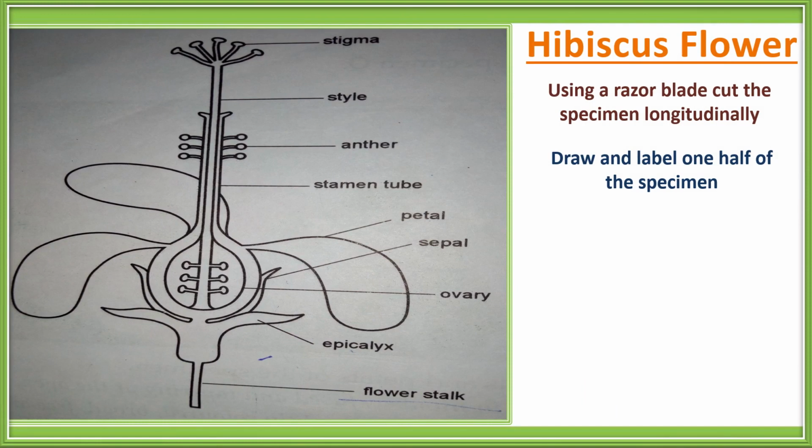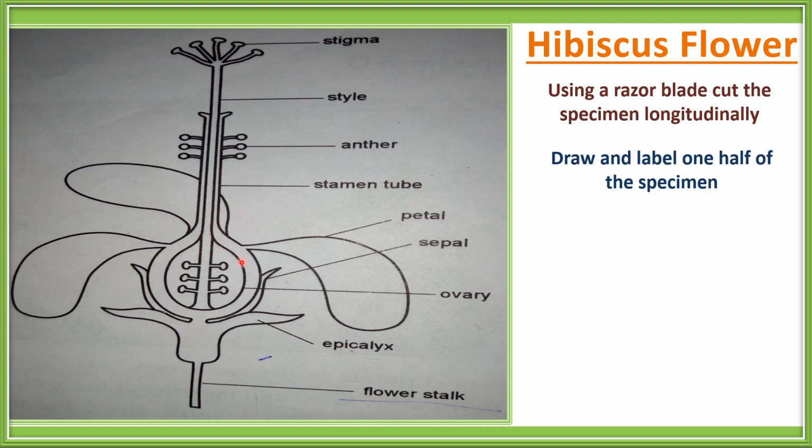So when we draw, this is what we are going to draw. You draw the flower stalk, you have the epicalyx, you have the sepal, you have the ovary, then of course you have the style moving away in the middle. The placentation, we can see that it is axile placentation, and we can see that the petals are above the ovary, meaning that this ovary is inferior.